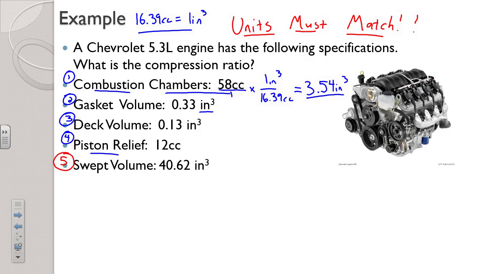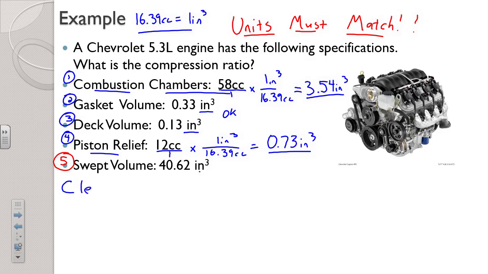Gasket volume, that's in cubic inches, it's okay. Deck volume, that's in cubic inches, those are both okay. Piston relief, 12 cc's. Whoops, we better convert that over as well. So 12 cc's, we're going to divide that by 16.39 cc's per cubic inch. And we get 0.73 cubic inches. There, now that's in cubic inches, and we're in good shape. Okay, so since our swept volume is also in cubic inches, we're ready to go.